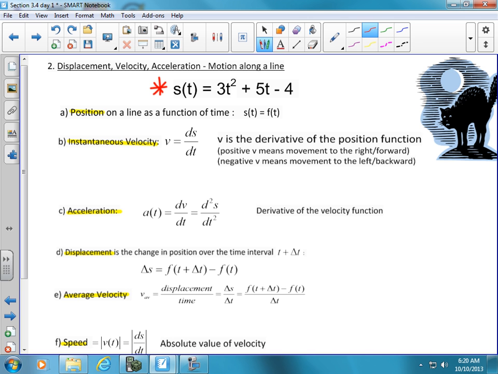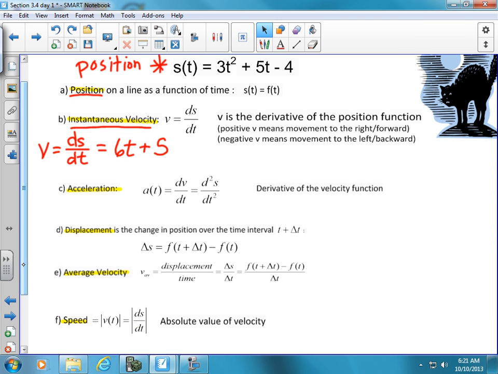Position is our given position function that we're going to use to demonstrate all of this. This is our position function right here. Position is just whatever your function is. That's our first word. Instantaneous velocity is the derivative of that function. So the derivative of s, ds/dt, equals 6t plus 5, and that equals our instantaneous velocity. That's not to be confused with our average velocity, which we'll do down here.